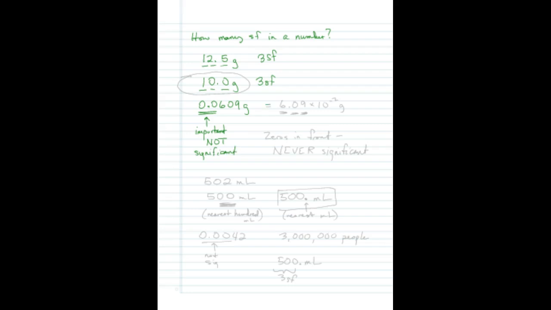But we could rewrite this in scientific notation as 6.09 times 10 to the minus 2 grams, and you notice that those zeros in front disappeared. If zeros disappear when you write it in scientific notation, they are not significant. They're not part of the measurement. The 6, the 0, and the 9 are part of the measurement, but the zeros in front only were there to tell us where the decimal was. And since we're now in scientific notation, we don't need them to do that anymore, and so they just go bye-bye. So, zeros in front are never significant.